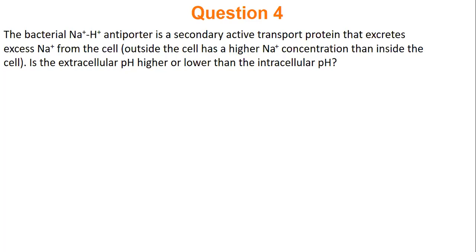So you have an antiporter, so that's important to know what's an antiporter versus symporter that uses secondary active transport. So that's what we just talked about. And you are excreting Na out of the cell. And you know that the outside of the cell has a higher concentration than inside the cell. All right. Using that piece of information, you should be able to tell me if the extracellular pH is higher or lower than the intracellular pH. That is, where do we have a higher concentration of hydrogens, on the outside of the cell or on the inside of the cell?